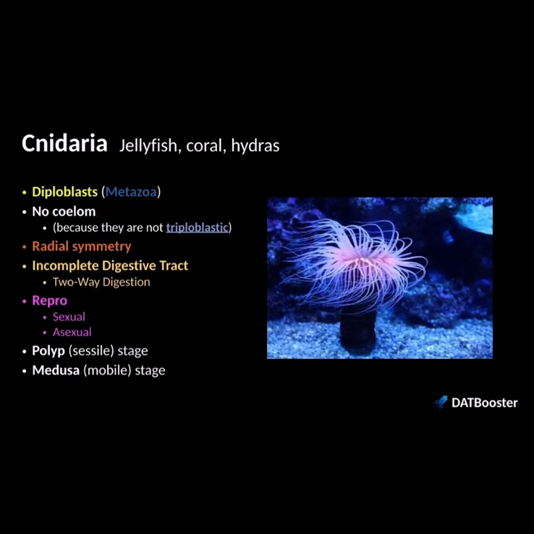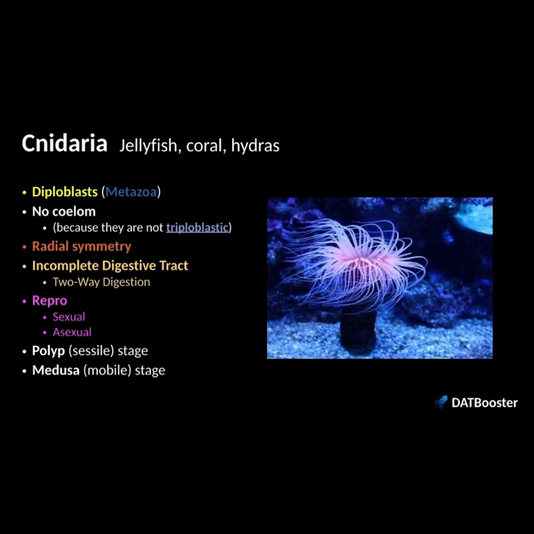Cnidarians have radial symmetry around a central axis, and they also have incomplete digestive tracts, also known as two-way digestion. Remember, this is just one opening, one mouth, and food is digested in the gastrovascular cavity. Like I stated in the previous video, reproduction can be highly variable within a phylum, so here we have both modes of sexual and asexual reproduction.